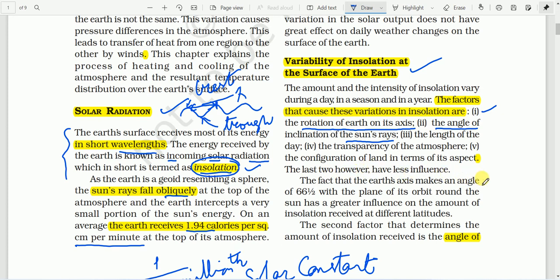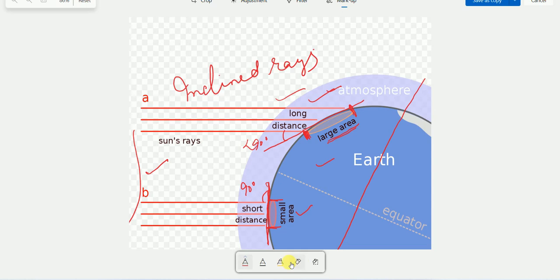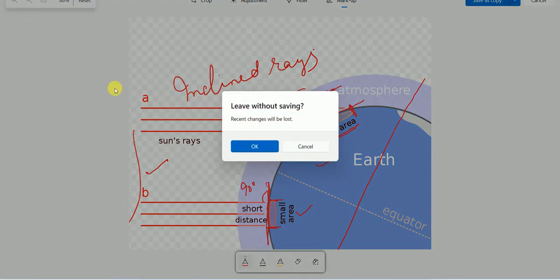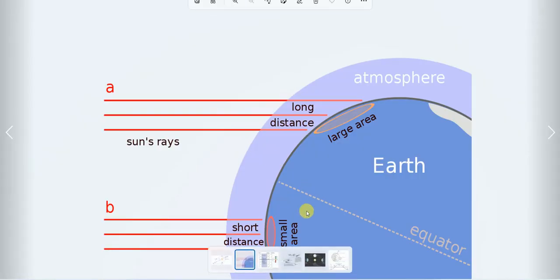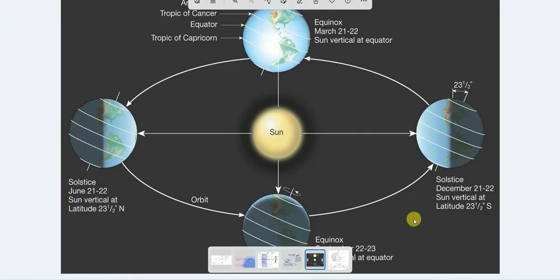Another factor is the length of the day. Let us see another diagram here. Here, this is the case. And here you must know that we have the sun here in the middle.